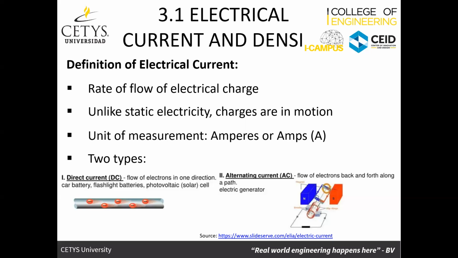And so there's going to be these two types of current. Right now, for this course, in the exercises and examples we're going to be seeing, we're just going to be talking about direct current. We're not going to be seeing alternating current examples. Those are for next semester.